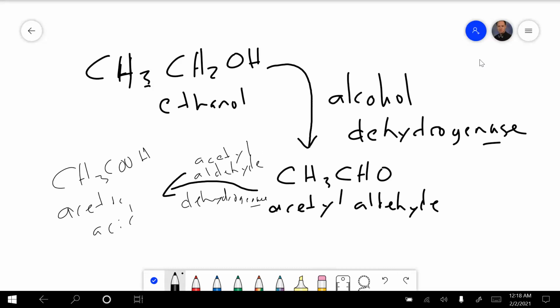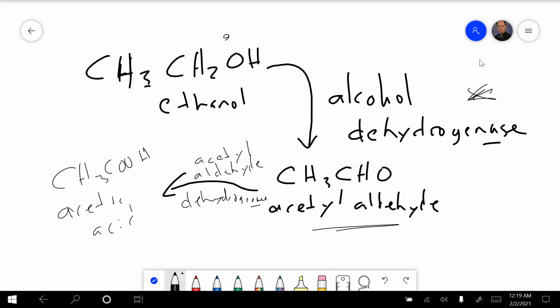Now, without this second enzyme, this molecule sticks around and you get a really bad hangover. Without this first enzyme, this molecule sticks around and you're super drunk. Actually, your ability to detoxify alcohol is based on the presence of this enzyme in the liver. The more of this your liver cells produce, the higher tolerance you have, the more alcohol you're able to detoxify.